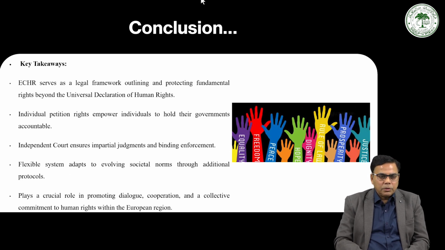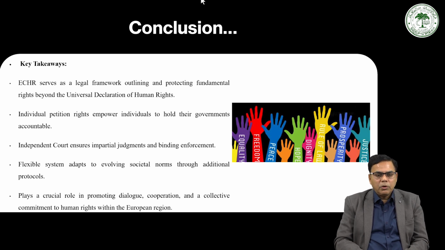Now, key takeaways. So the European Convention on Human Rights serves as a legal framework outlining and protecting fundamental rights beyond the Universal Declaration of Human Rights. You see, it was adopted in 1950. So that is why, beyond the Universal Declaration of Human Rights, at that time you will find the legally binding ICCPR and ICESCR were not there. But this was conceived at that time. So that is why this is important.